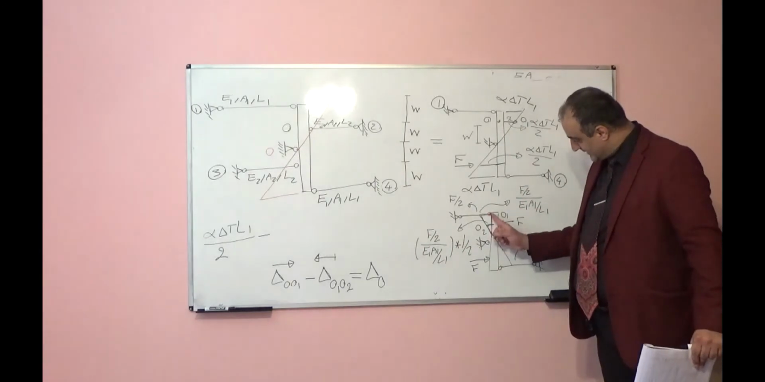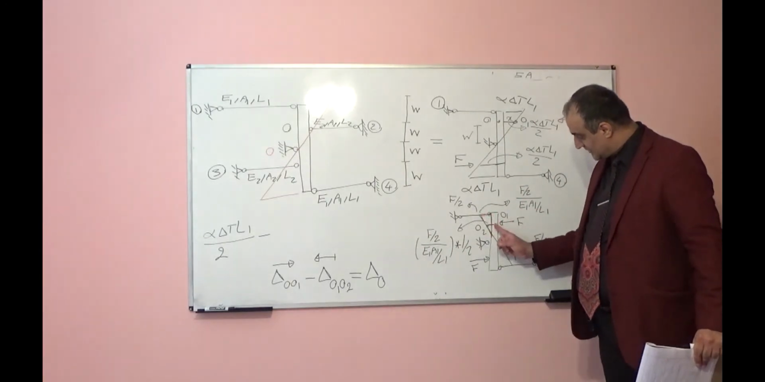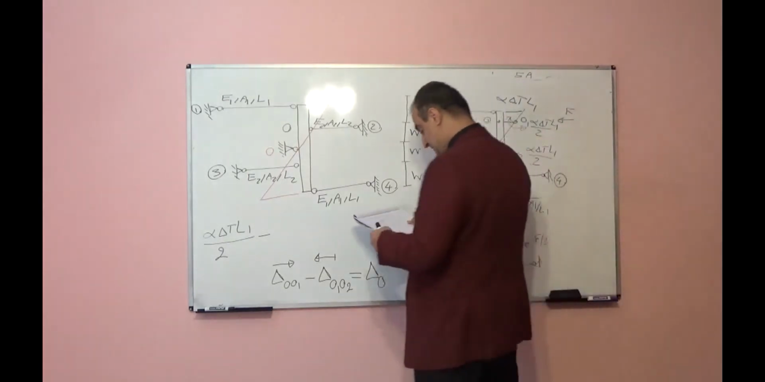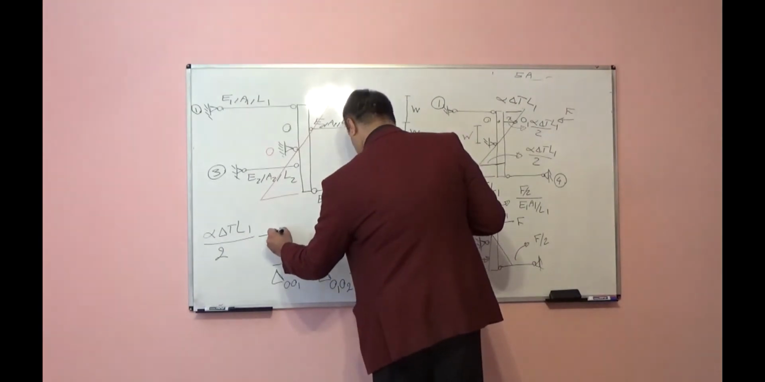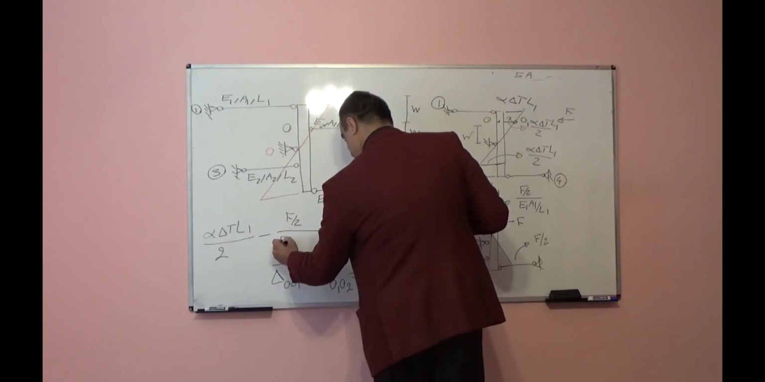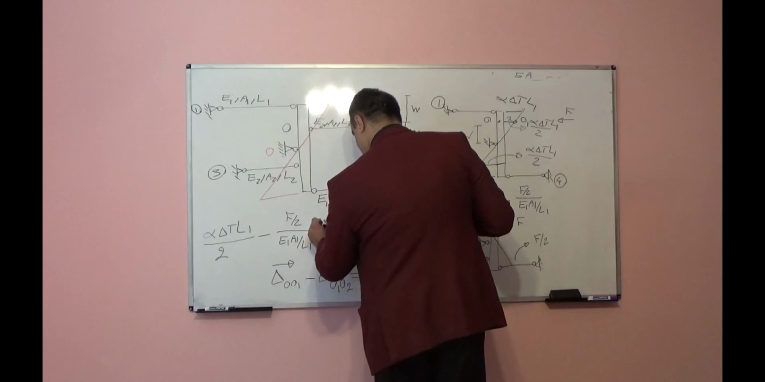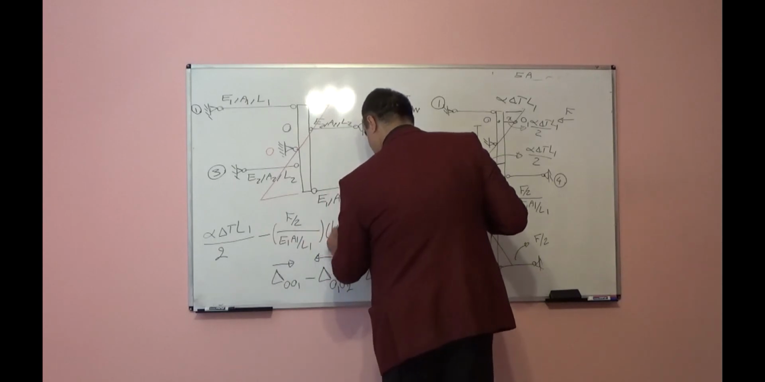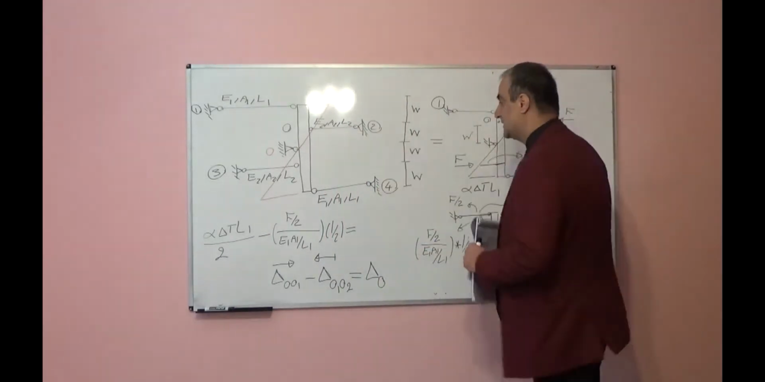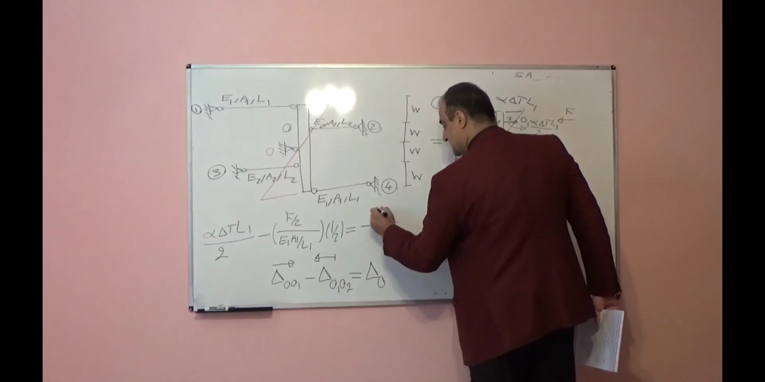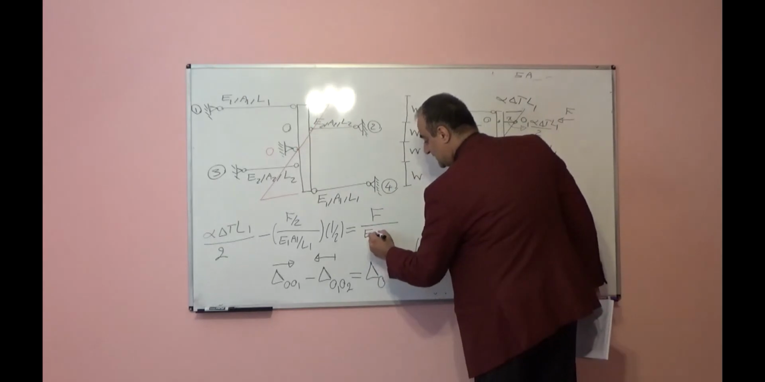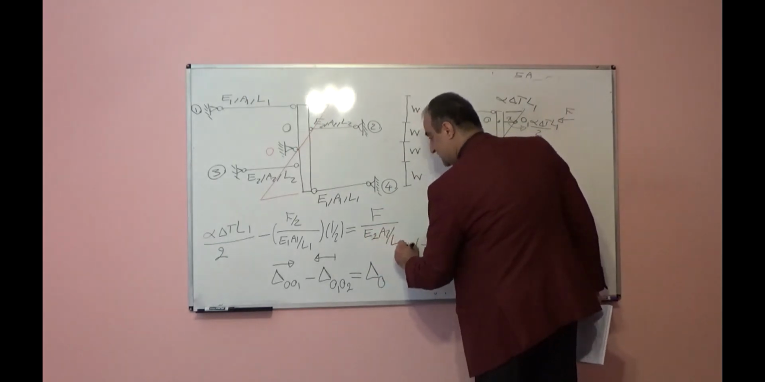But from similar triangles, if in this rod we have this deformation, in rod number 2 the deformation will be half of that. So it will be F over 2 E1 A1 over L1 times half. That is equal to the final deformation in this rod. Final deformation in rod number 2 is equal to the force in rod number 2, which is F, divided by the stiffness of that rod, E2 A2 over L2.